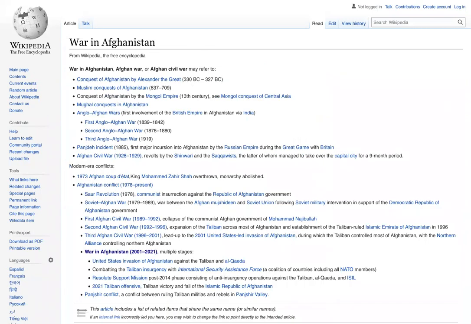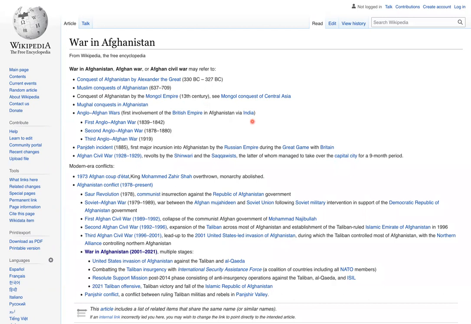The conquest of Afghanistan by Alexander the Great started in 330 BC. Then came the Muslim conquest of Afghanistan from 637 to 709. Then we have the conquest of Afghanistan by the Mongol Empire in the 13th century. Then we have the Mughal conquests in Afghanistan. Then we have the three Anglo-Afghan wars, which was the first involvement of the British Empire in Afghanistan via India.